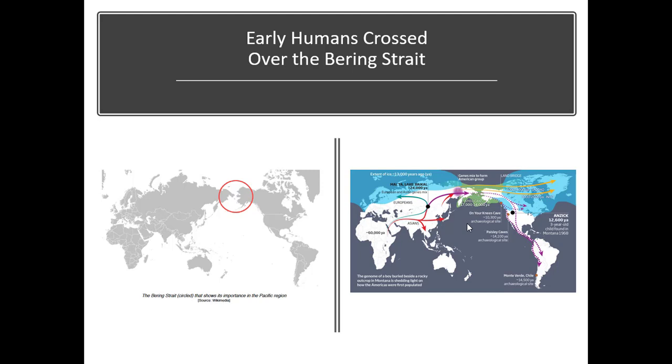So that gave people the opportunity to come across. So understand, that's the first time. This is many, many years after, probably 175,000-180,000 years after humans emerged in Africa or the Middle East. So human history in North and South America is much younger than anywhere else, Asia or Africa or Europe, because they didn't come here until much, much later, okay?